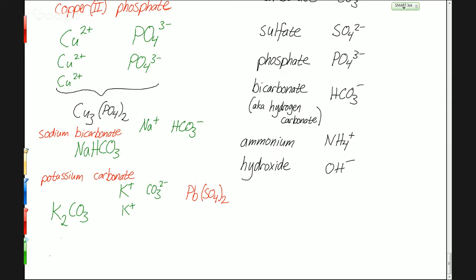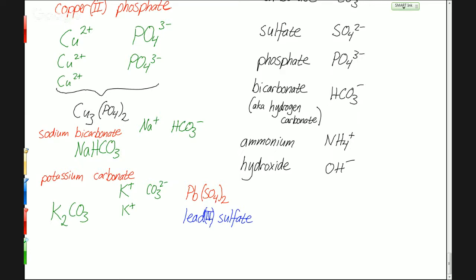And then finally, Pb(SO4)2. Yeah, so this one's going to be lead and sulfate. Do we need parentheses here? We do, because lead can have a couple different charges. So what are we going to put in those parentheses? 4. Yeah, 4.